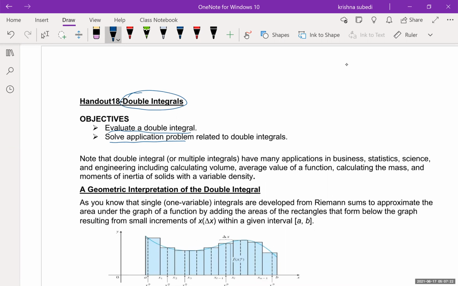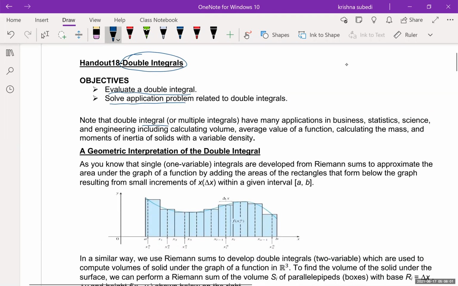By the way, double integrals and sometimes triple integrals are very useful in many fields: business, statistics, science, and engineering, to calculate volume, average value of a function, mass, etc. But in this lesson, we will focus our attention on business and economics applications only.